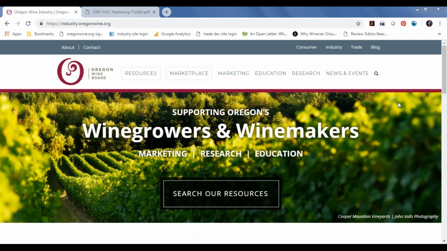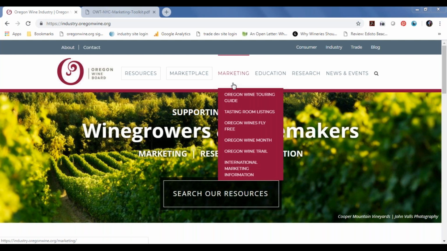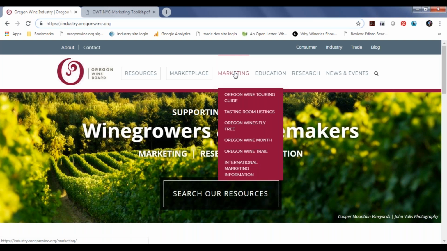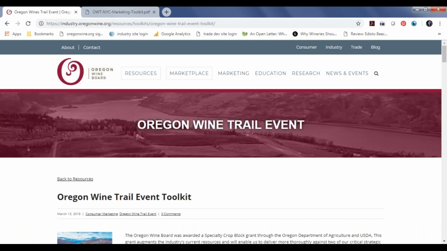So let's get started. What you're looking at on your screen, hopefully, is my screen, and hopefully it looks familiar to you. This is just the homepage of the industry.oregonwine website, and we're going to go through the toolkit today for Oregon Wine Trail, and so I want to show the navigation pathway to get you there. Again, this is just the industry site, oregonwine.org. You'll see a marketing tab here in the top navigation. If you hover over it, you'll see a list of options for our consumer programming and trade programming. Here we've got Oregon Wine Trail.